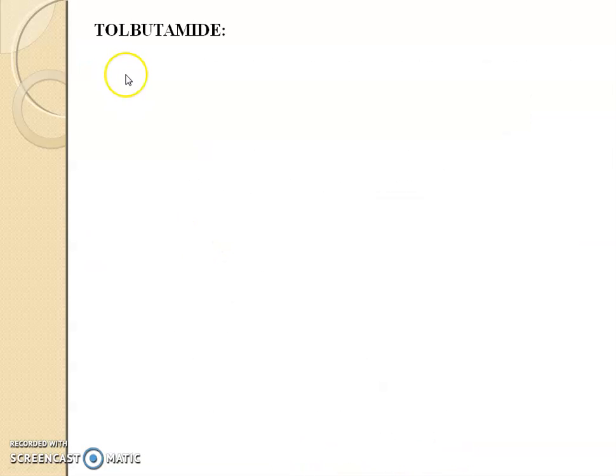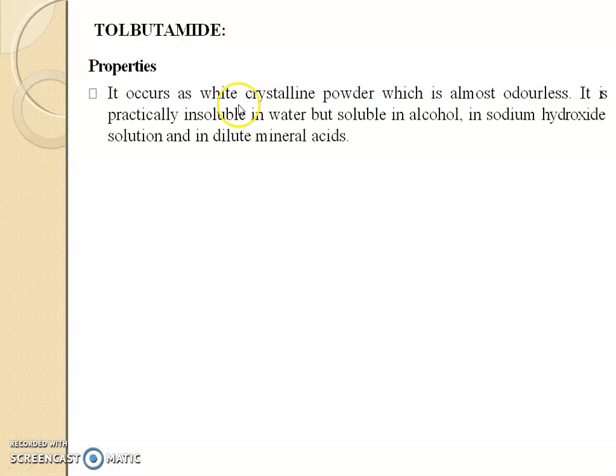Next example is tolbutamide. Properties: it occurs as white crystalline powder which is almost odorless. It is practically insoluble in water but soluble in alcohol, in sodium hydroxide solution and in dilute mineral acids. Storage: it is stored in a well-closed container.